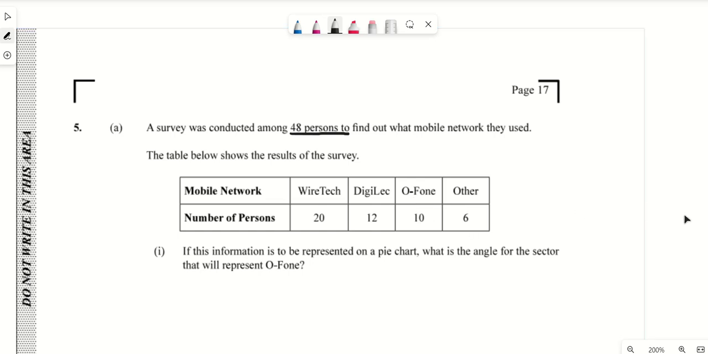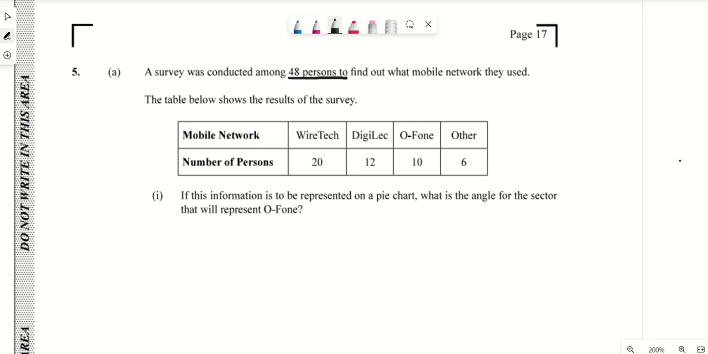If this information is represented on a pie chart being a circle, what angle is the sector that will represent Ophone? They're asking you angles in degrees, right? So remember, the most important thing to remember is a pie chart or a circle is 360 degrees. So your total is 360. And what is the total for the survey? 48.